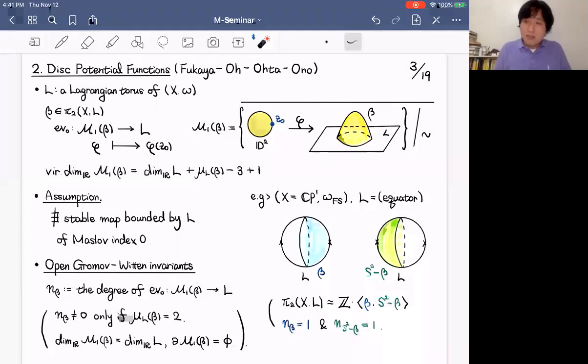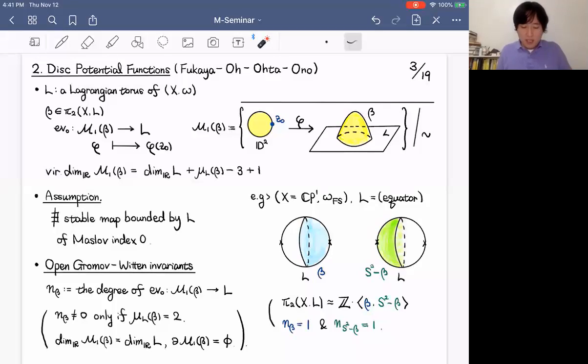So let me give a basic example. Let's think about CP1 with the Fubini-Study form on it, and let's think about the equator. So this is my Lagrangian, and this is my ambient space. As you can see, the relative homotopy group pi2 has rank 2. It is generated by one disk hitting the east pole, and the other disk hitting the north pole.